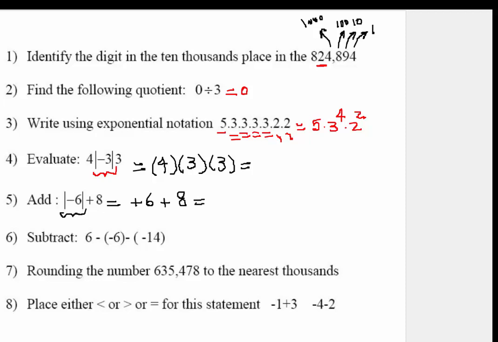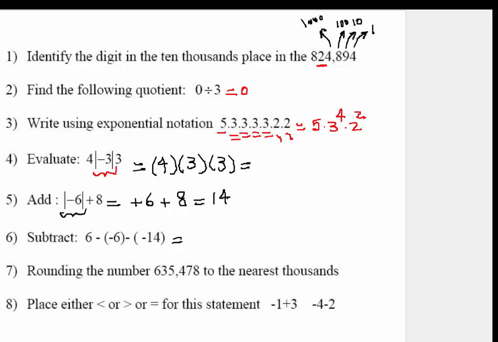So this question is also for Casey. Casey, what do you get for that? That would be equal to 6 plus 8, right? Which is equal to 14. Okay? Minus 6 minus 14. So you're adding integers here.